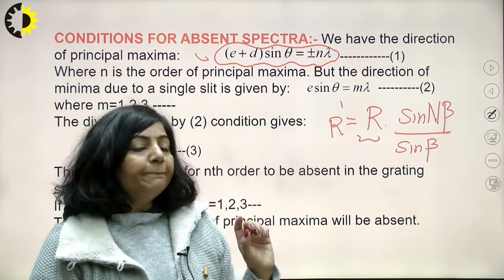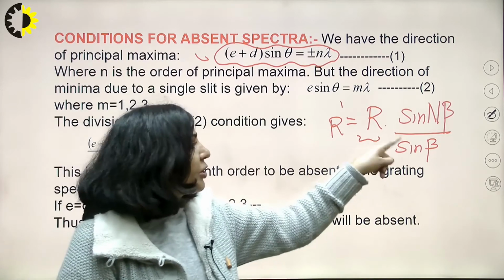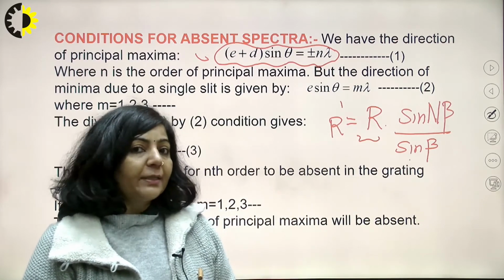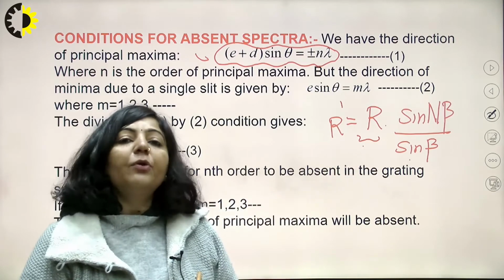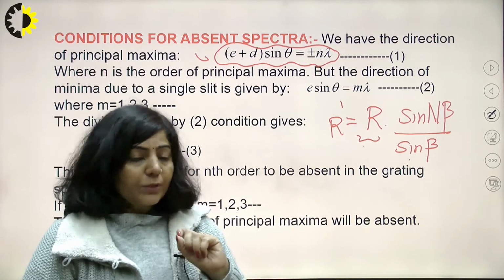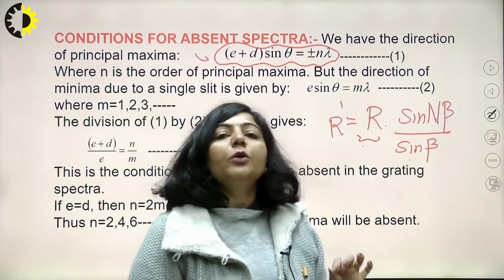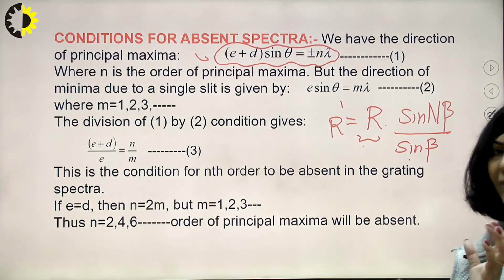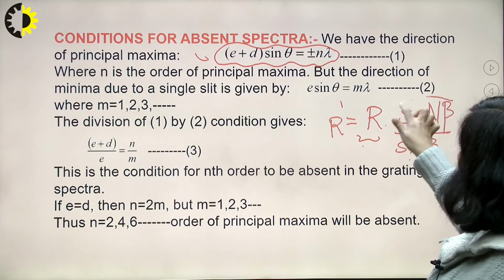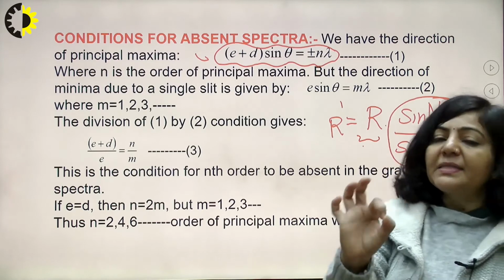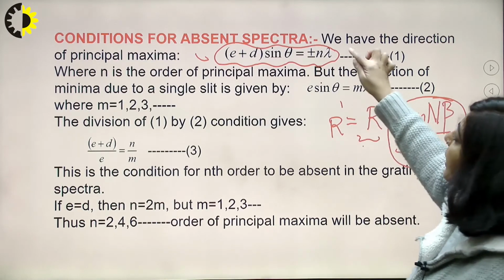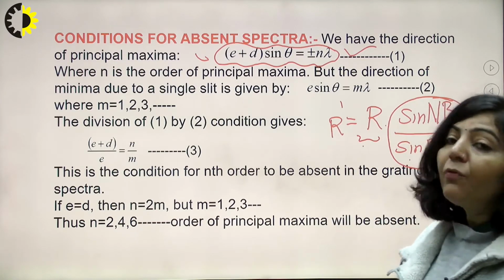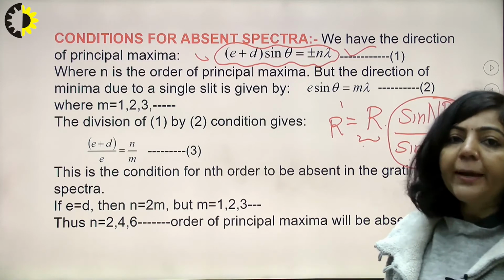As you can see here, R dash is the combination of these two factors. This factor is the contribution of N slit, whereas the first factor is the contribution of single slit. Suppose this second factor, because of sine N beta upon sine beta, is giving you maxima, we are getting the condition of maxima. This factor says you are getting your maximum intensity, and you know the condition of maxima for any nth order maxima. This equation number 1 represents the condition for that maxima.